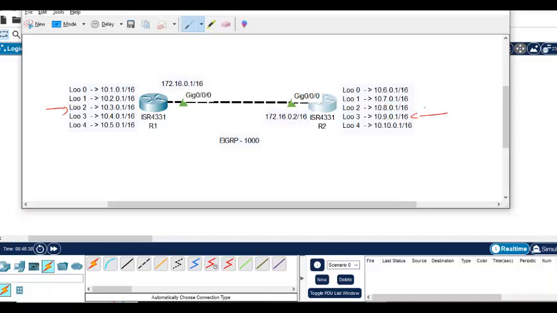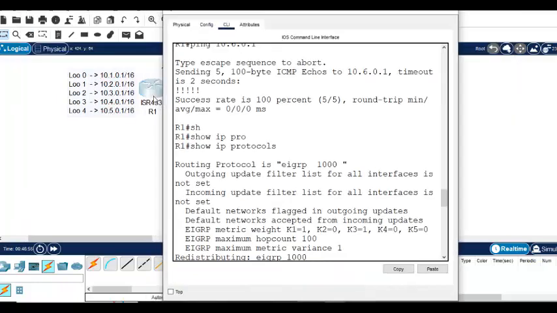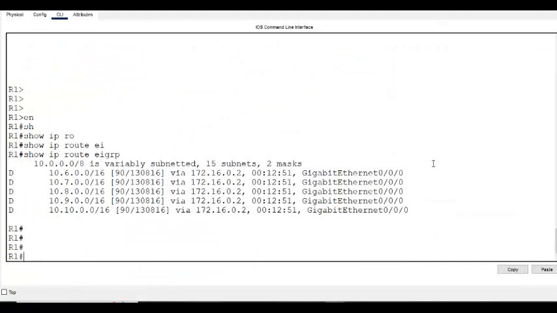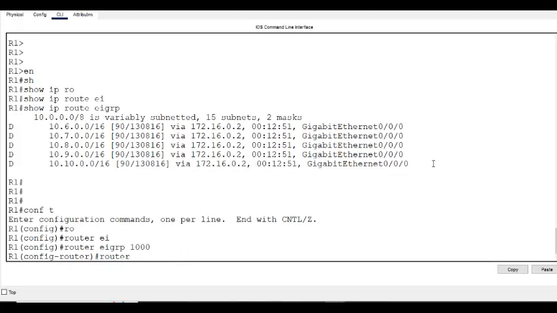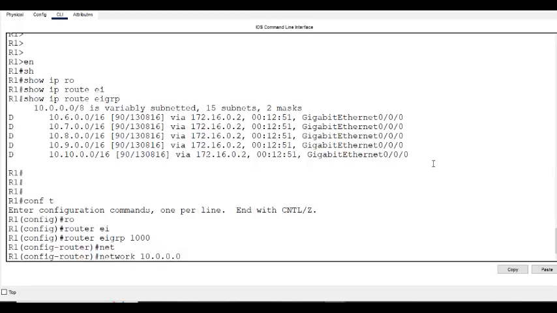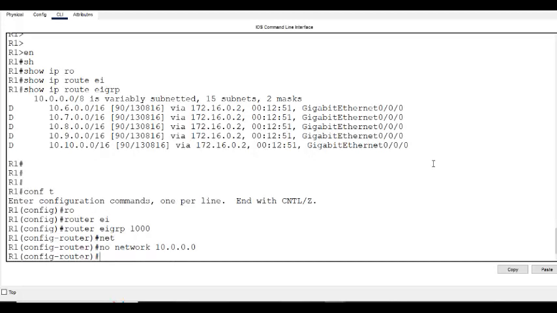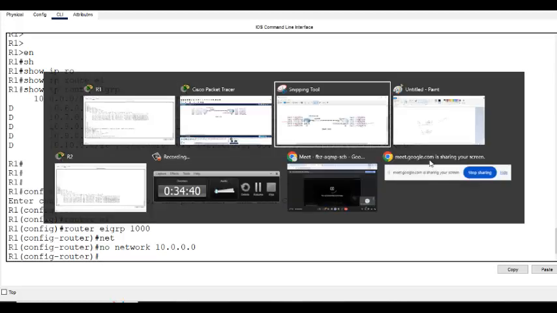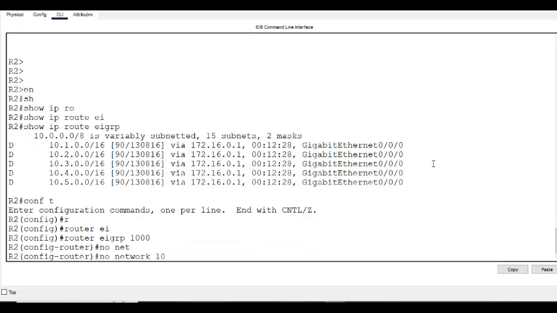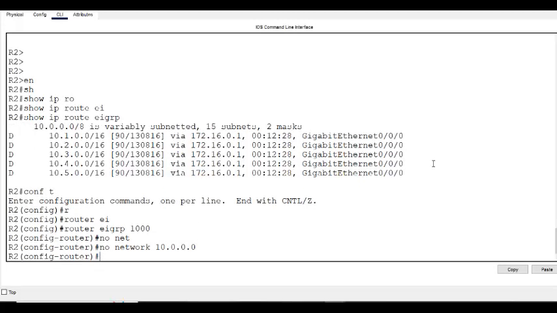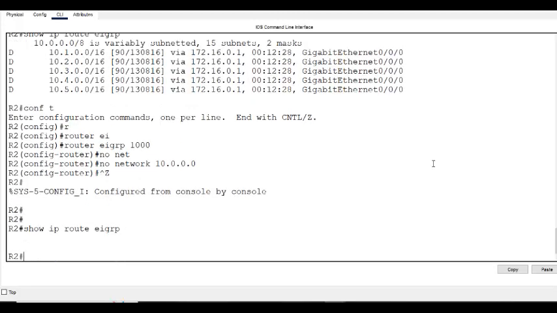You see, router EIGRP 1000, remove the old configuration that we did. What is that? Network 10.0.0.0. Remove this. Also remove it from the other router. After removing, if you go and check the routing table, you don't see any routes. All the routes are gone because I removed the network. If I ping now, I will not be able to ping.